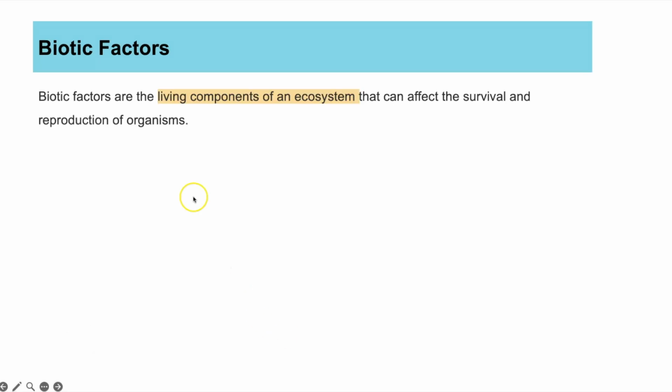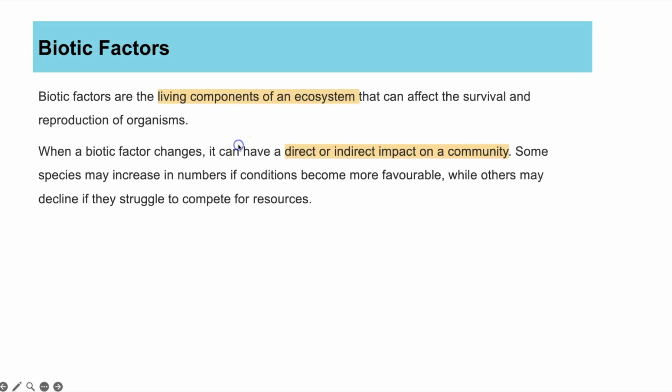Biotic factors, these are the living components of an ecosystem. And when a biotic factor changes, it can have a direct or an indirect impact on a community. So some species numbers might increase if conditions become more favourable, while others may decline if they struggle to compete for resources.